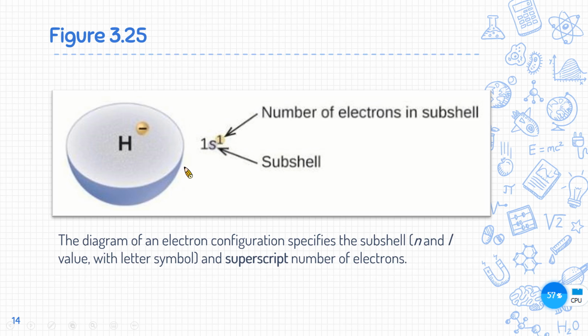Here is an example. The diagram of electron configuration specifies the subshell n and l values with the letter symbol and the superscript number of electrons. Here, this one is the principal quantum number. The s is the subshell, and the superscript is the number of electrons in the subshell.